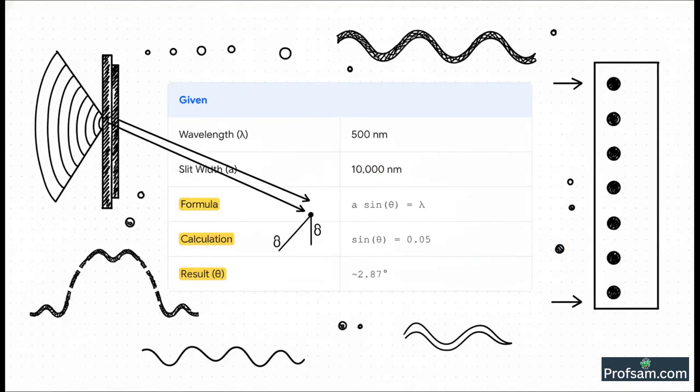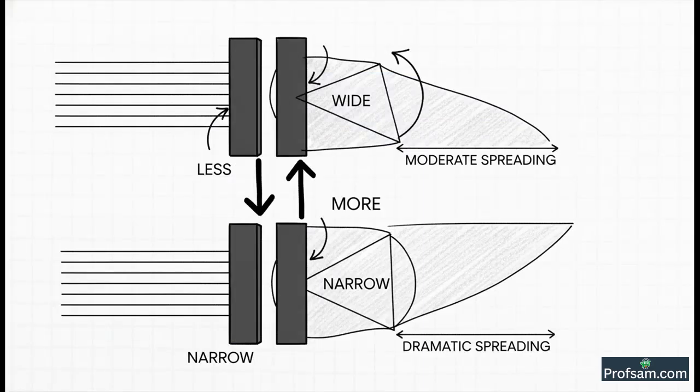It's surprisingly straightforward. This formula right here, a sin θ = λ, is a direct result of Huygens' principle. It basically describes the condition for the first dark spot. Why? Because at this exact angle, the tiny wavelets from the top half of the slit perfectly cancel out the wavelets from the bottom half. It's called destructive interference. So if we just plug in our numbers, we find this first dark spot appears at an angle of about 2.87 degrees. Simple, right?